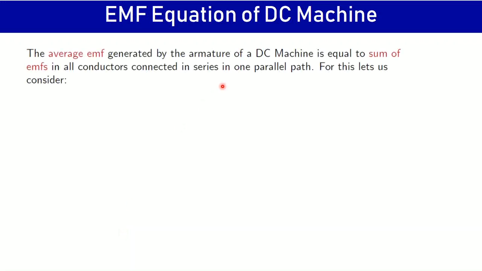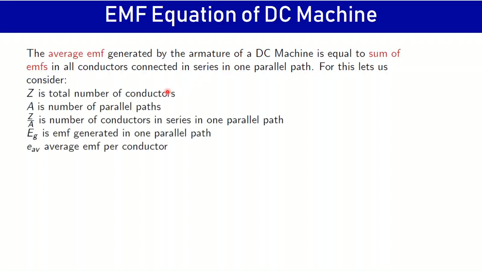Now there are a number of conductors, and in each conductor an EMF is generated. So the average EMF will be equal to the sum of EMFs in all conductors which are connected in series in one parallel path, because a number of conductors which are in series, and that series connection, are connected in one parallel path, you get one EMF.